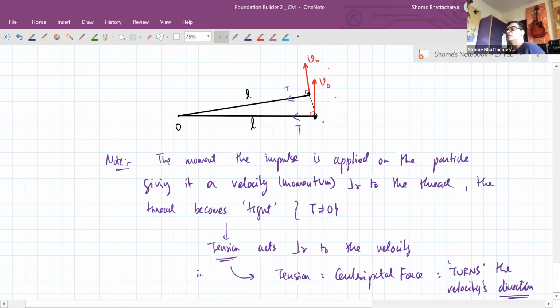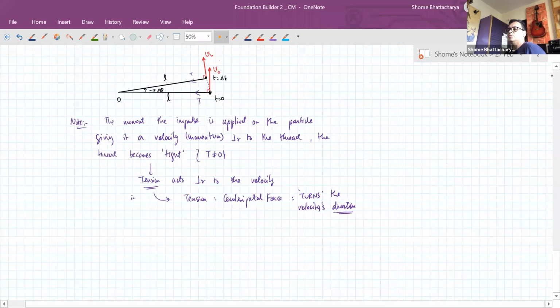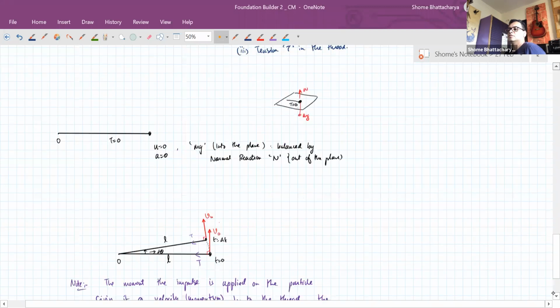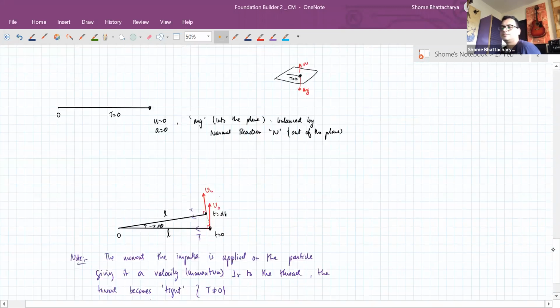So this is where the particle started from at t equal to 0. Now a small time delta t later, it has turned through a small angle delta theta, like this. So just make a note of this section, or make sure you understand it.